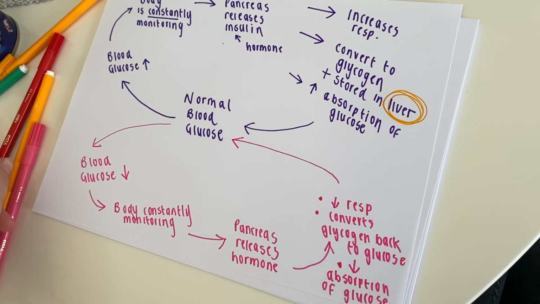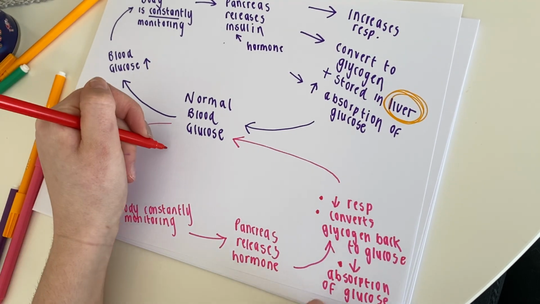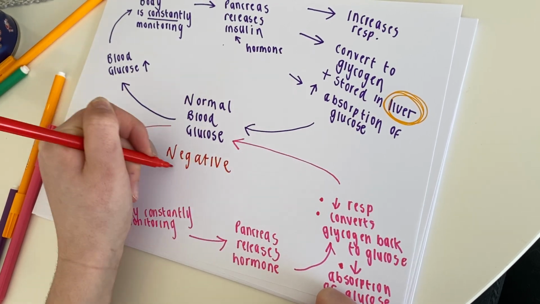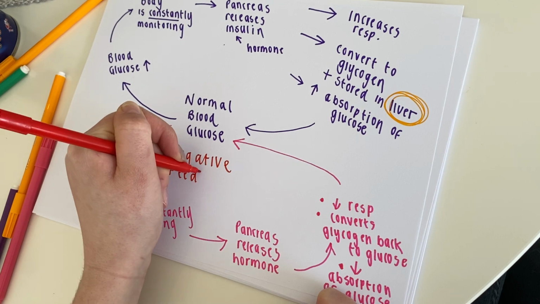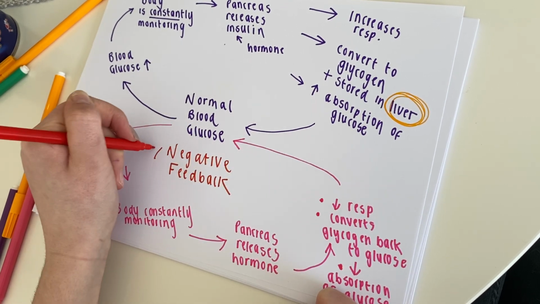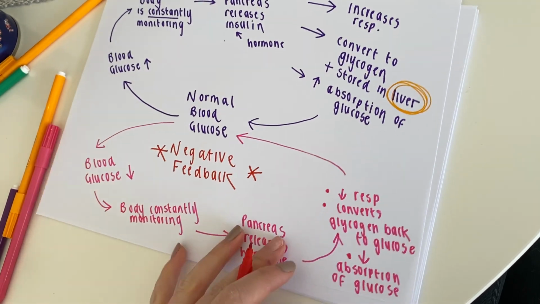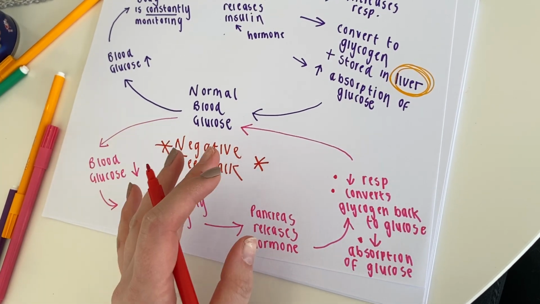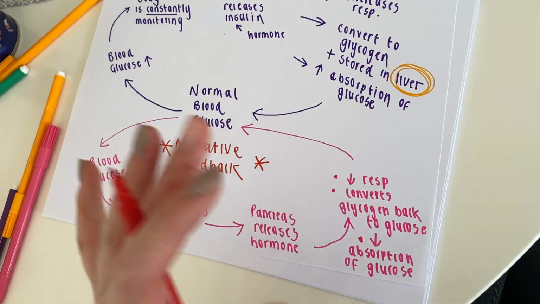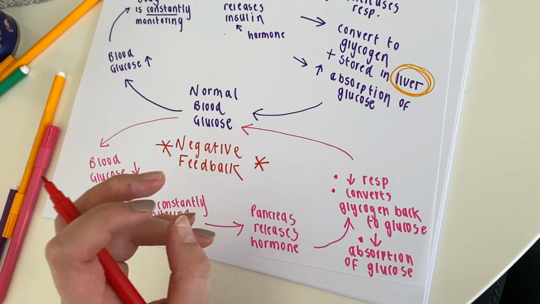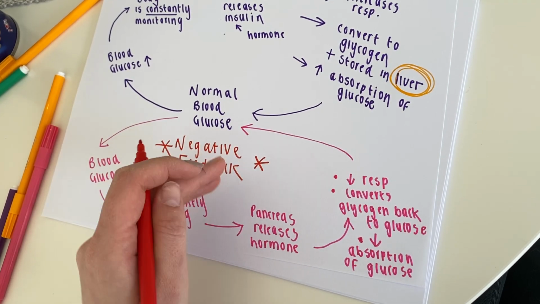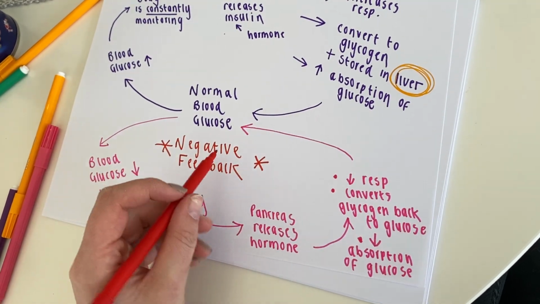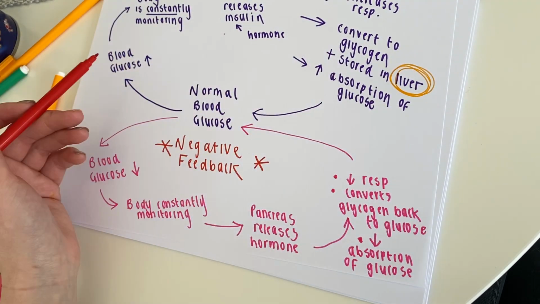Now, this could be described as a negative feedback mechanism. And a negative feedback mechanism is just the ability to ensure that the concentration does not move too far from what is normal or what is healthy. So the ability to bring everything back to normal. So if you were to be asked to describe a negative feedback mechanism, you would just describe what we have talked about here.